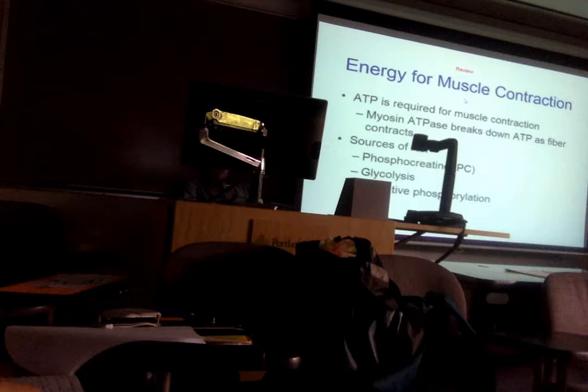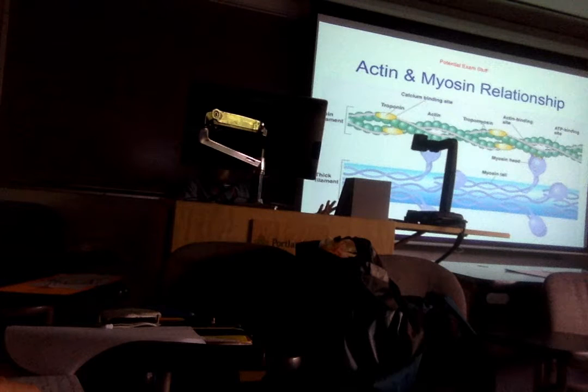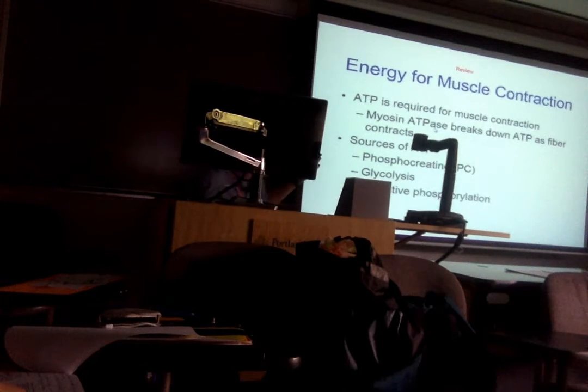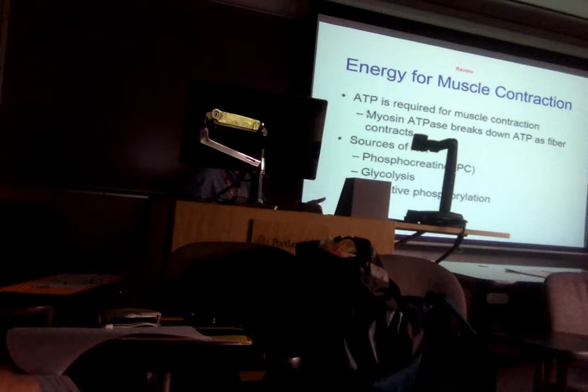Review. Energy. ATP is required. Got it. So here's a myosin head, and there's an ATP binding site here. They call it myosin ATPase. This is the enzyme, right? So myosin ATPase is an important thing, partly because, and I may have mentioned this before, when we do a muscle biopsy and pull the muscle out and slice it and stain it, they'll stain for myosin ATPase.